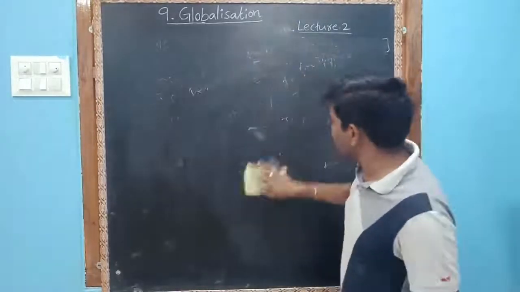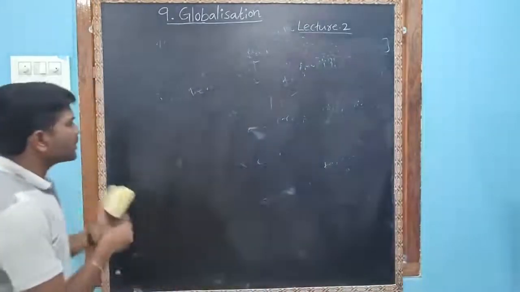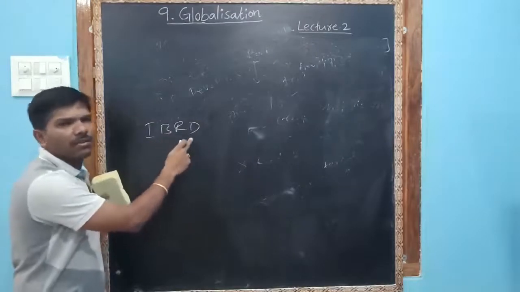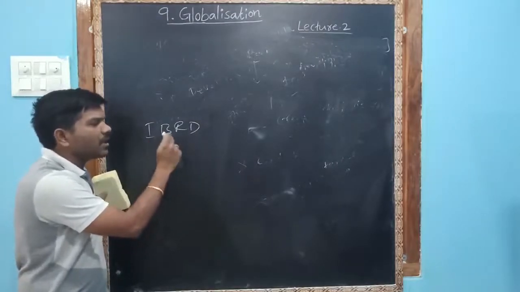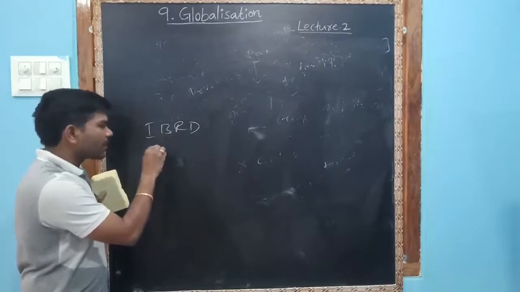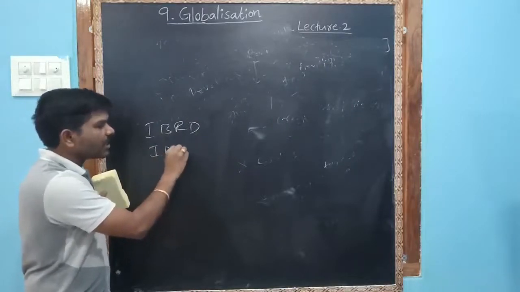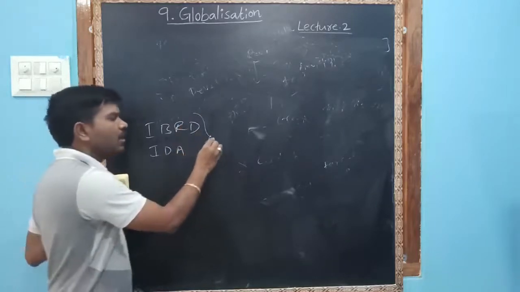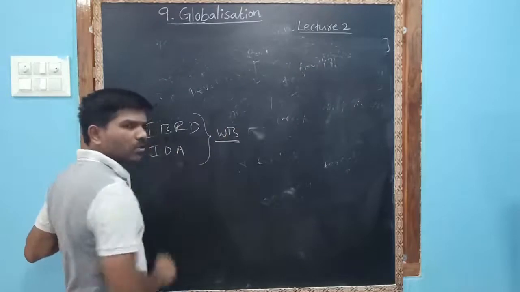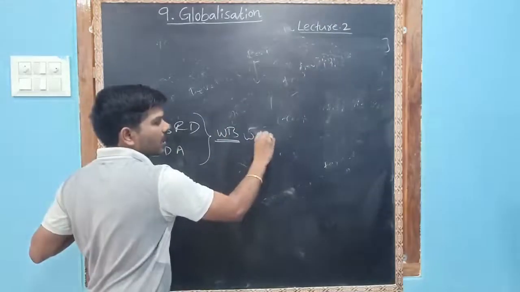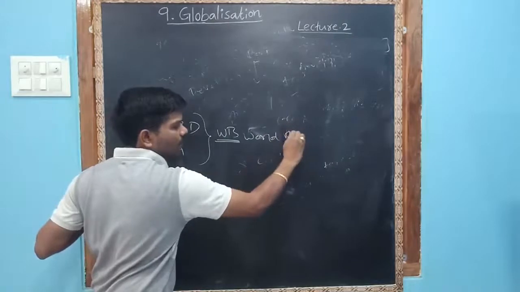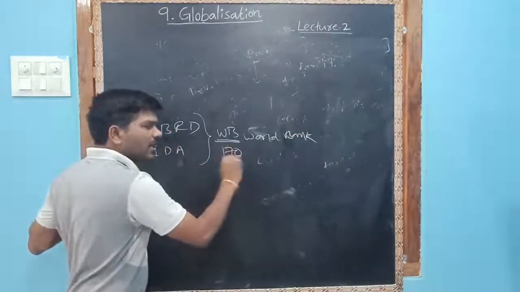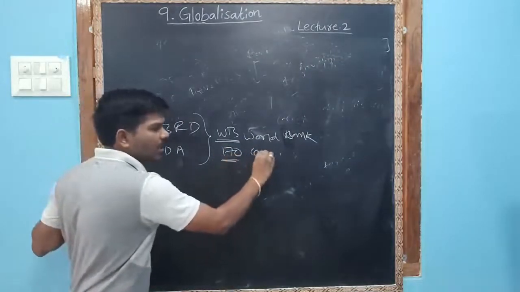The last and final topic we have is the IBRD. Let us see what the IBRD is. IBRD means International Bank for Reconstruction and Development, and IDA, International Development Association. This IDA and IBRD together are called the World Bank. There are 170 countries in the World Bank.